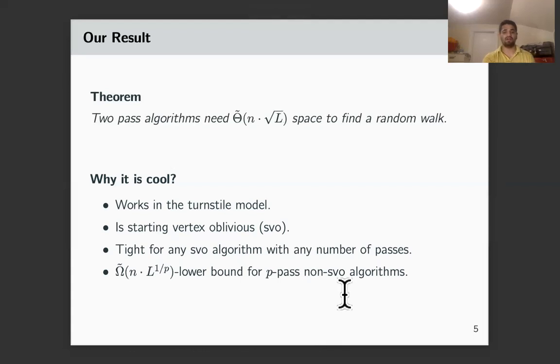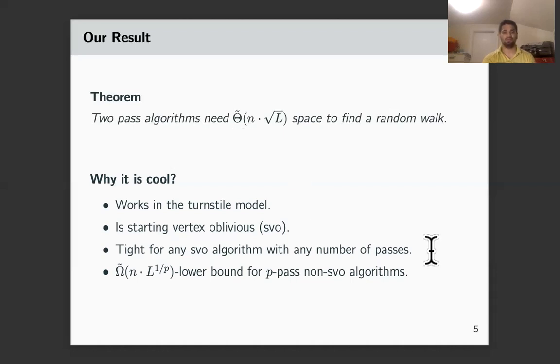We also have a lower bound for general algorithms. And for general or non-SVO algorithms, we show that if they have p passes, then they must have memory at least n times L to the 1 over p. In particular, if p is 2, then our lower bound for general algorithms matches our actual algorithm. And again, we have tightness. We need n root L space by the lower bound and sufficient from the upper bound. So we have 3 results. The first one is an algorithm that takes n root L space to find a random walk.